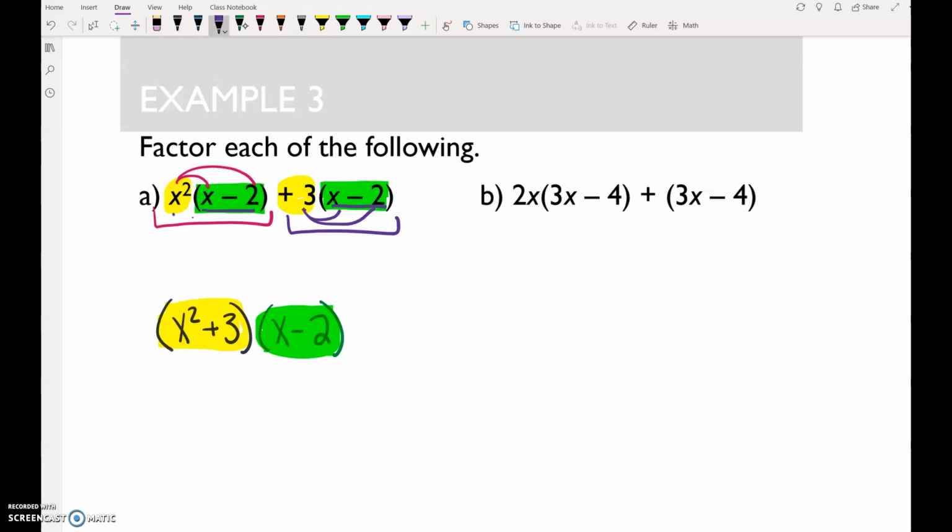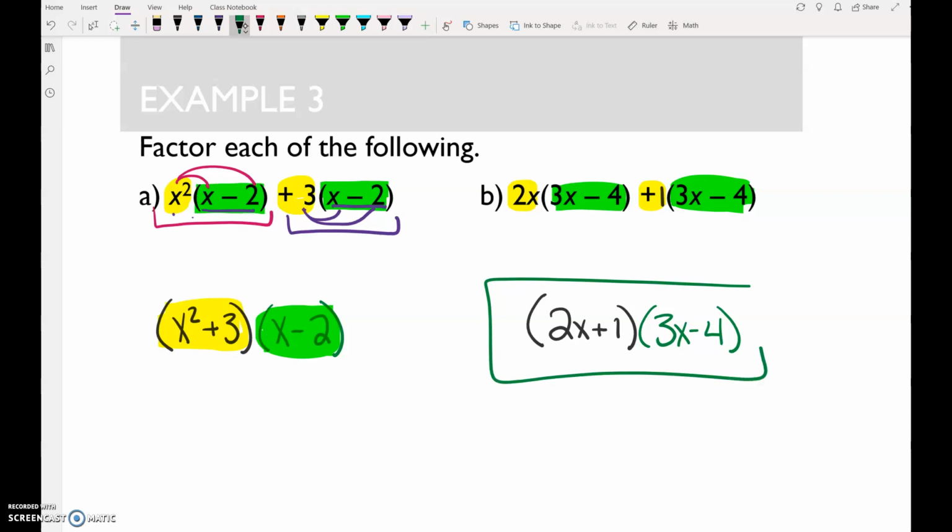The only problem is I don't see anything in front of the second set of parentheses. What number is in front of that second set of parentheses? A 1. So we've got 2x and plus 1. That would be the first part. And then the 3x minus 4, do you see how it's the same on both of them? It has to be the same on both of them. That would be the second part of the factored form.